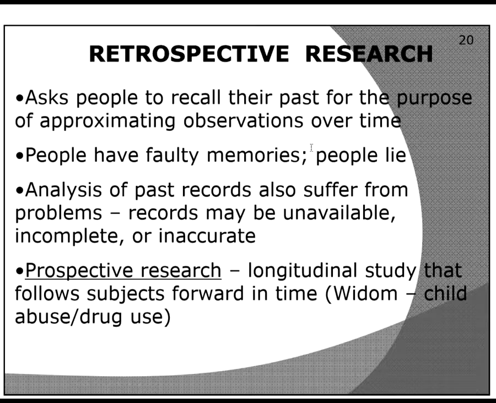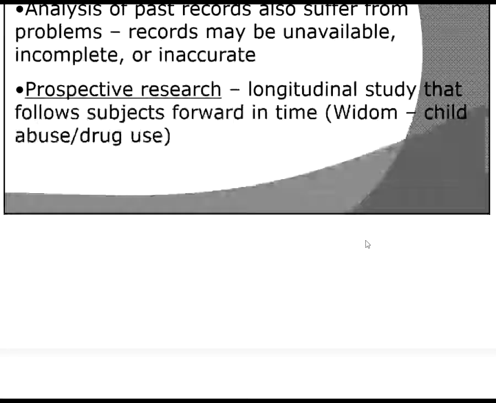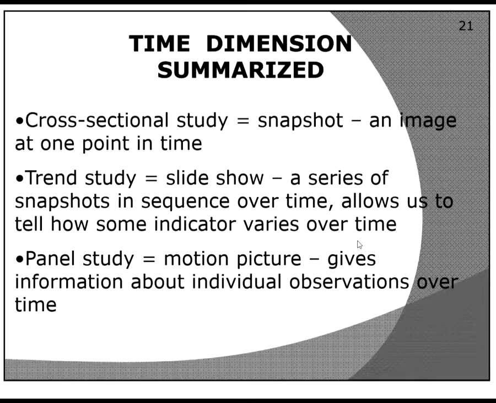So retrospective research asks people to recall their past for the purposes of approximating observations over time. That's another way of doing this accelerated longitudinal study, so you don't have to actually ask the person questions every year, but you can ask them about this year and the year before that and the year before that to collect this longitudinal data without having to do it over a long period of time. Past records are also really good for this, like crime reports, people's criminal history and things like that. They're actually more reliable because people's memories can get fuzzy sometimes.